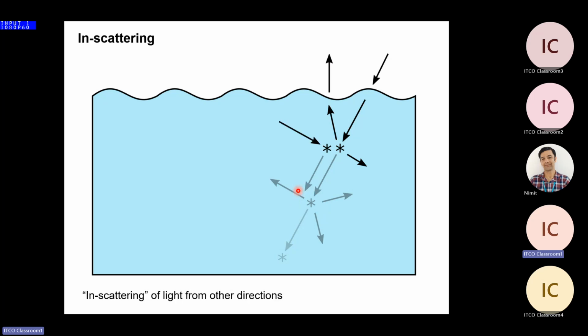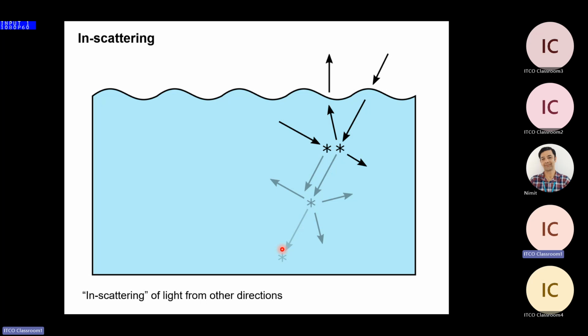Now it gets more complicated, because what you have to consider is that not only do you have losses to the beam, but you have scattering into the beam as well. Light from other directions gets scattered into the beam, and that increases the radiance, or the light energy, in this beam. So now it gets complicated, because you have to think about the light in all other directions as well.